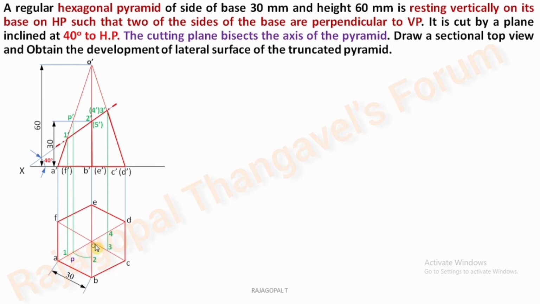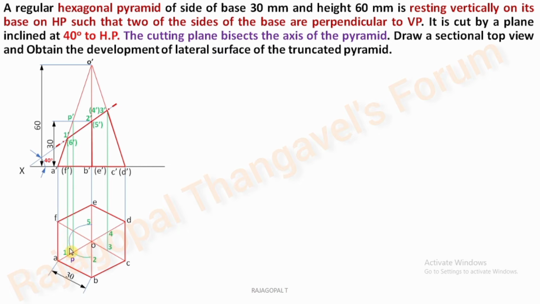Here it is OE. Since it is perpendicular to XY, you use this O as center, point P as radius, draw an arc to cut OE, make it as 5. Finally, on O dash, we are having 6 dash, sixth cutting point of section plane on OF.